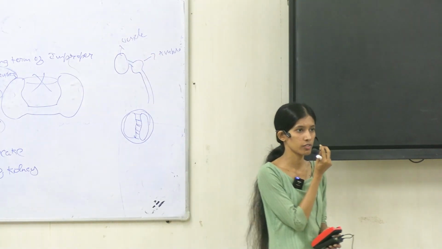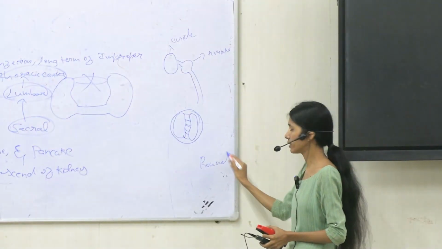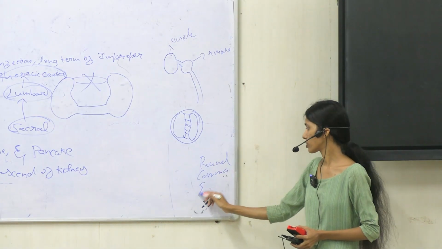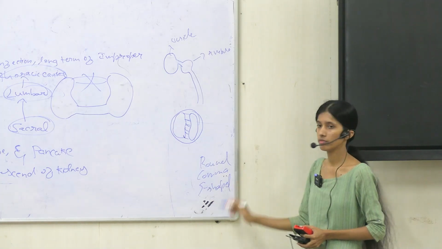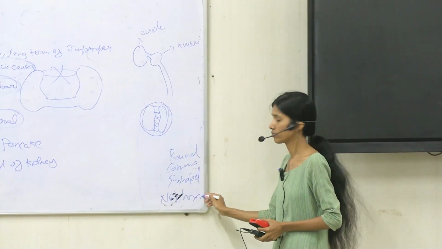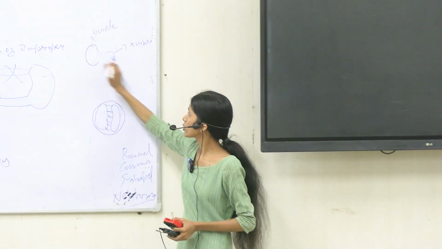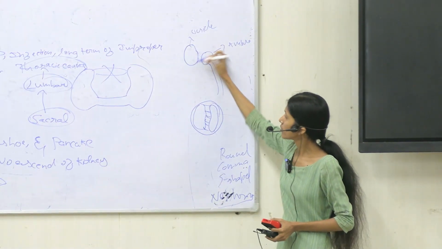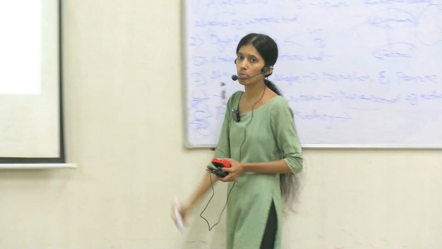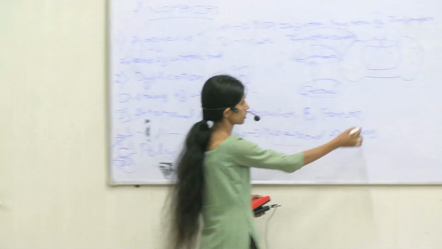What are the shapes we have studied here? Round shaped, then comma shaped and S shaped, right? Then we can see the development of proper nephrons. So if your vesicle fails to connect with the ampulla and stays in the round shape only, it will make your kidney look like a polycystic condition.